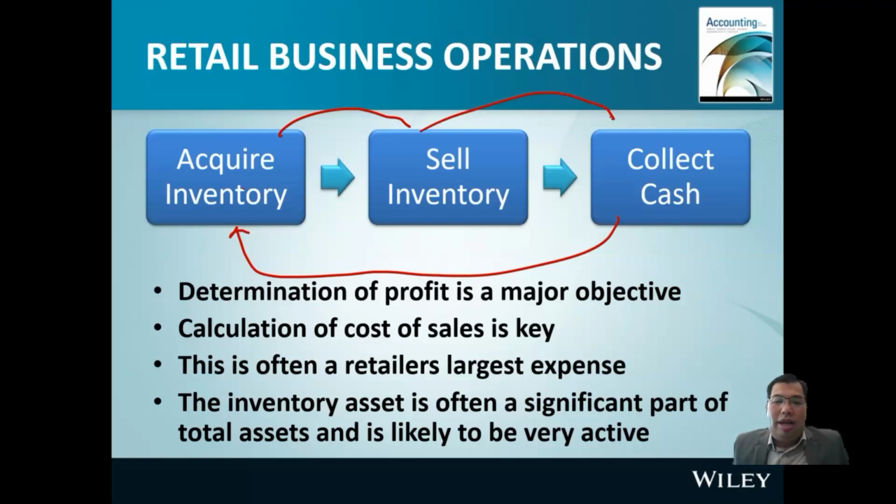So you need to calculate the cost of sales. The cost of sale is the cost of the items that you sold to your customer. This is often retailers' largest expense. They still have to pay for electricity, for the manpower, for the labor, but the biggest portion will be the cost of sale. So the inventory asset is often a significant part of total assets and is likely to be very active. What do I mean by very active? You buy the inventory today, and maybe tomorrow you'll manage to sell the item to your customer. So the movement is very fast.